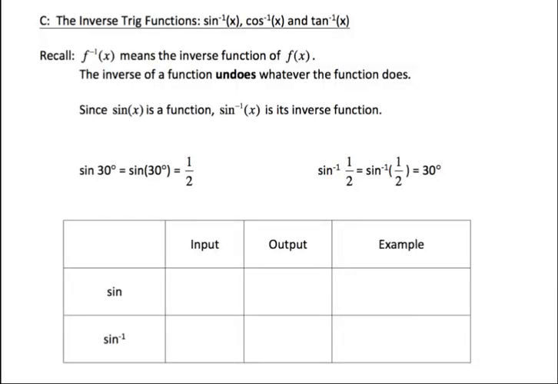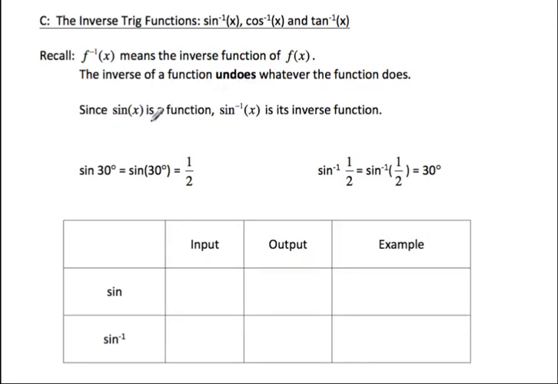Now let's review the inverse trigonometric functions, sine inverse of x, cos inverse of x, and tan inverse of x. And they're written like this with the little -1. Remember from when you studied function notation that if you're talking about a generic function f of x, then f with the little -1 means the inverse function of f of x. In other words, the function that undoes whatever the function f of x does. The same thing applies here.